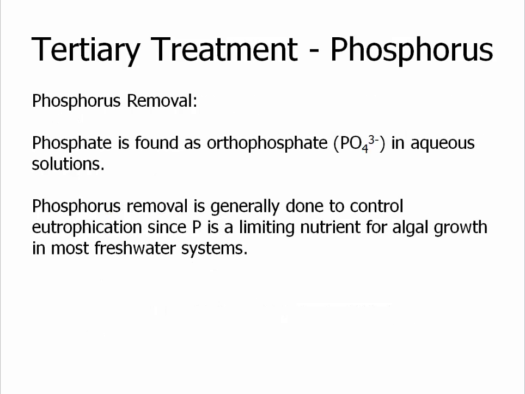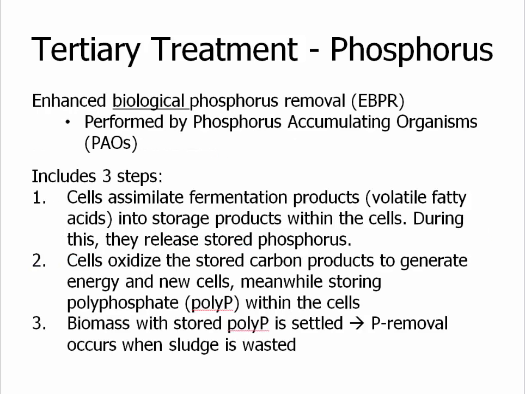Phosphorus is typically found in the form of orthophosphate in the wastewater. Phosphorus generally needs to be removed because P is the limiting nutrient for algal growth in freshwater systems, so it prevents algal blooms in the receiving water body. Phosphorus can be removed either biologically or chemically.